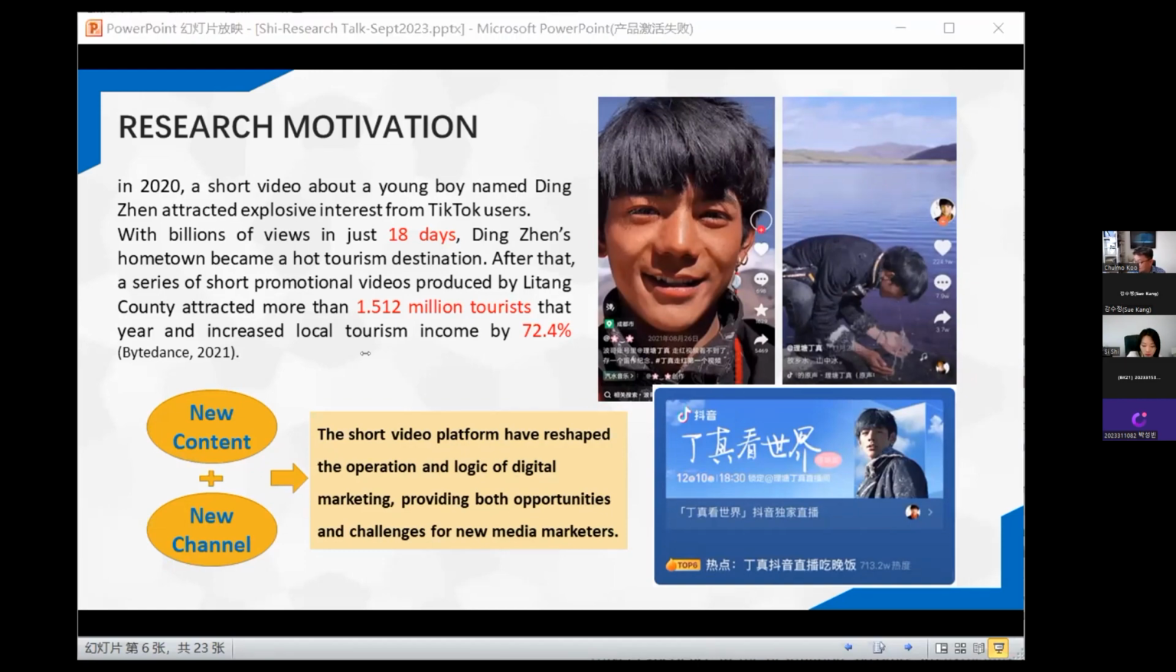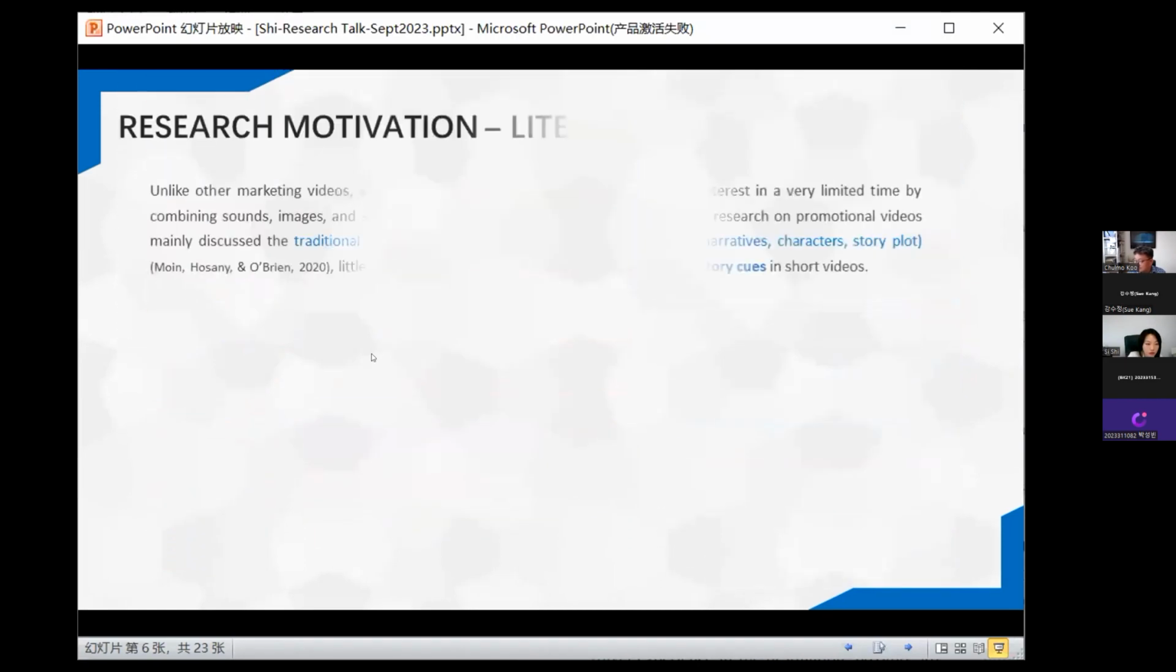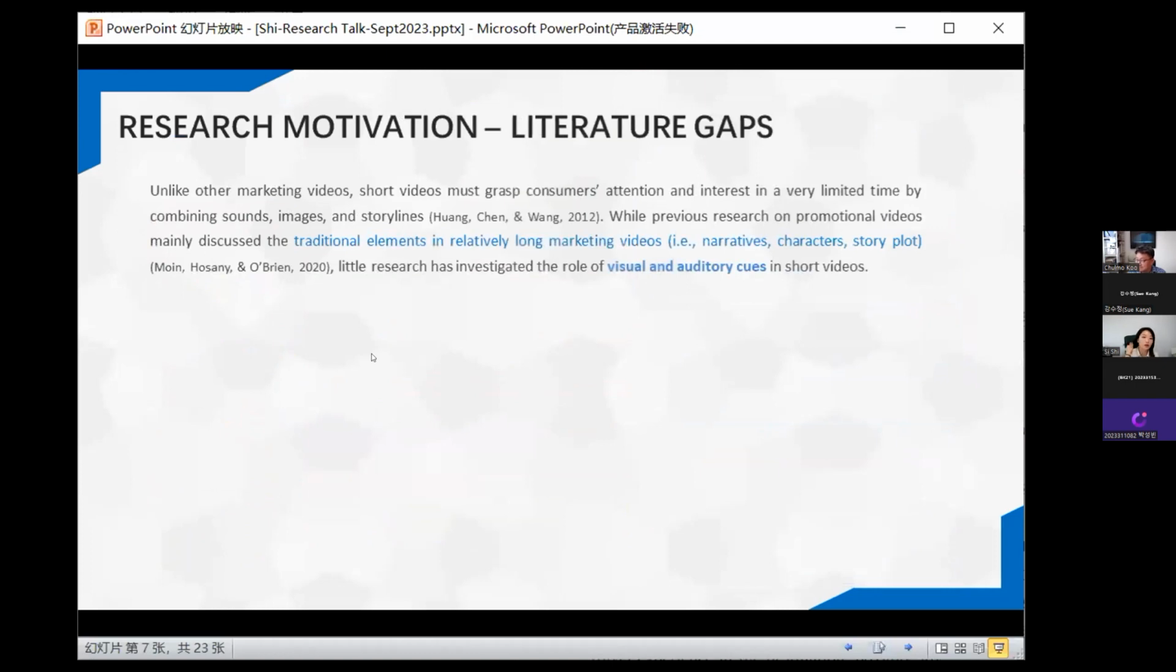Okay, so I just mentioned the research motivation in practice. With that kind of motivation, we have also checked the literature, and nowadays there are already some papers investigating the promotion effectiveness of short videos, not only in the tourism context, but also in the general marketing context.